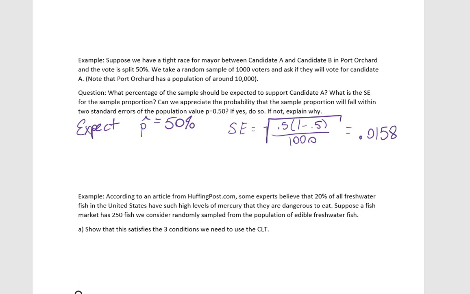So can we approximate the probability that the sample proportion will fall within 2 standard errors of the value? Yes, we can. That's by the empirical rule. That would be a 95% probability.